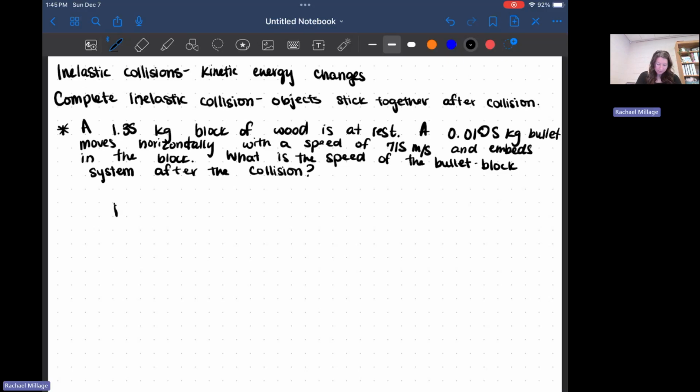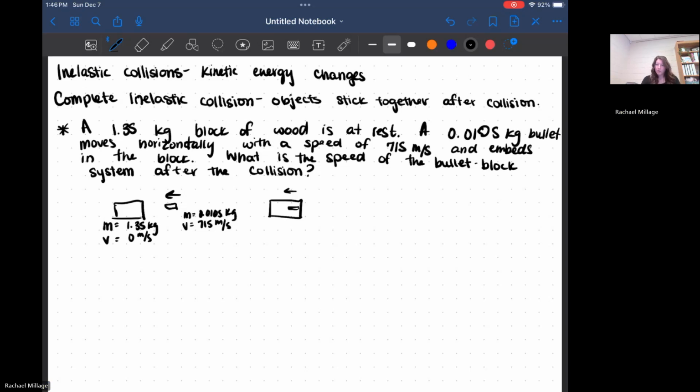Okay, so I'm going to say my system is the block of wood and the bullet moving towards the wood. That's my system before, and afterwards I have the bullet in the block and it's still moving, in the direction of the bullet, because that's intuitively what I'm thinking. Maybe the math will prove me wrong. So we're going to do conservation of momentum. The mass of the block is 1.35 kilograms, its speed 0 meters per second, right? It's at rest. The mass of the bullet is 0.0105 kilograms, and its speed is 715 meters per second.